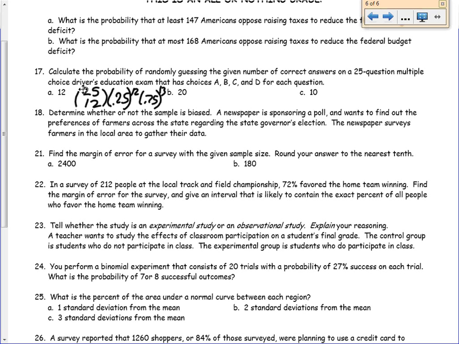Would it be exactly 12? No, it might be 12, might be 13. The more people I did, the closer that would get, but just in general. Is that good?